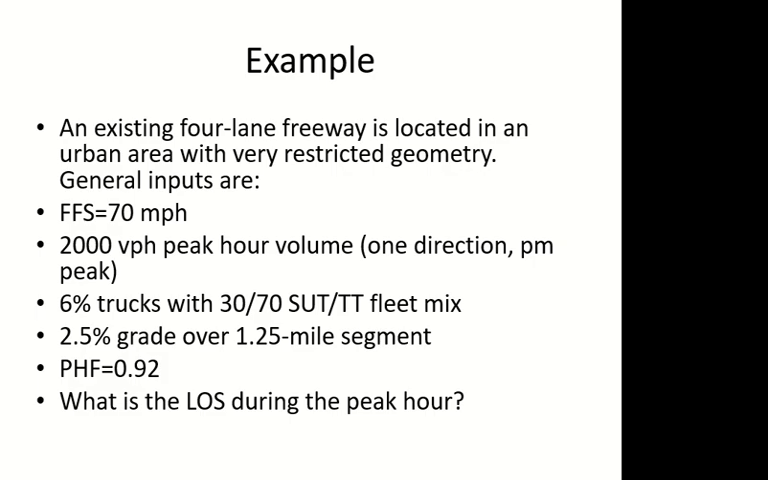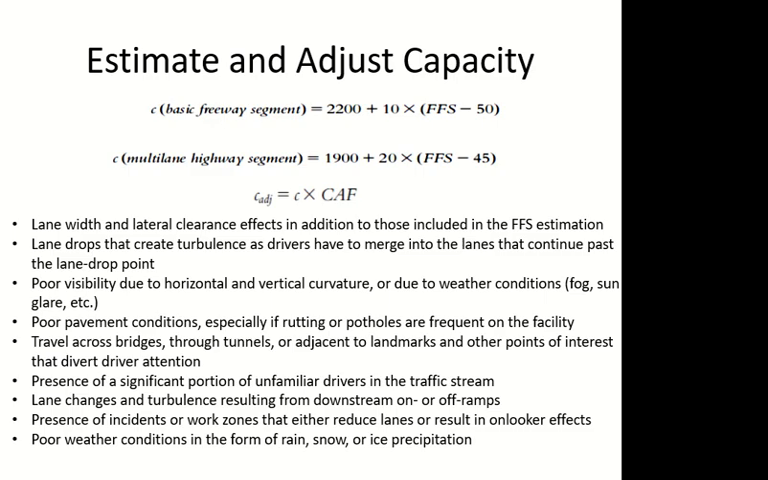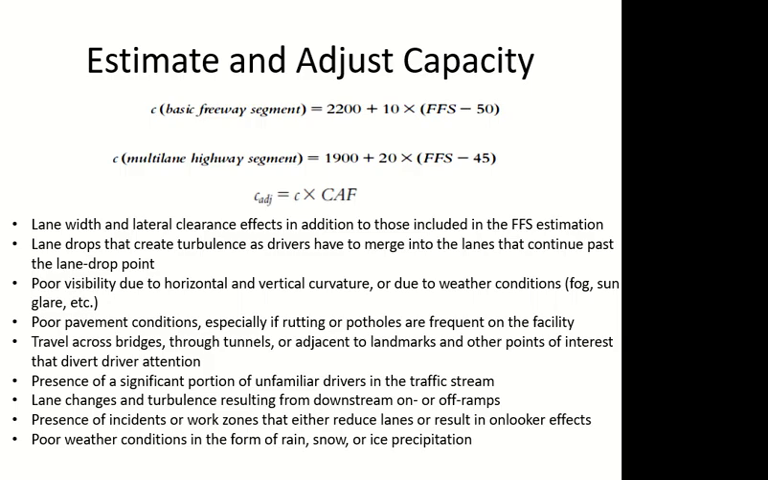I need the base capacity as well. For the base capacity we have this equation. Still we are dealing with freeway. My free flow speed is 70, right? Yes, it's 70. I already did it last time as well, same value. So this is my capacity.